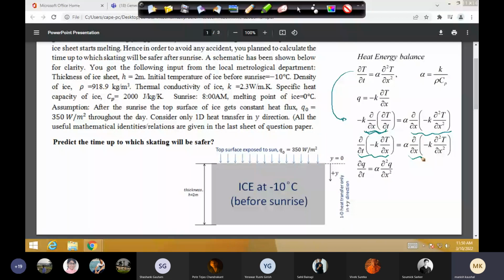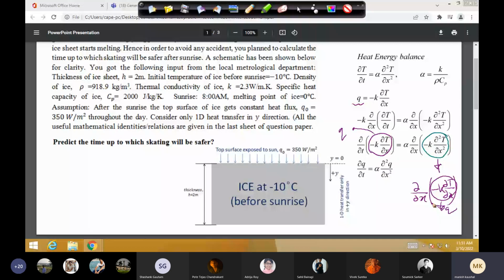Now this term I can write like this, minus K dou T by dou X, dou by dou X. Okay. Let me show you again carefully. This term I am writing as dou of dou X of minus K dou T by dou X. And here also we have minus K dou T by dou X. And we know minus K dou T by dou X is nothing but Q. So this will be replaced by Q, and here we will have Q. So this will be dou Q by dou X.